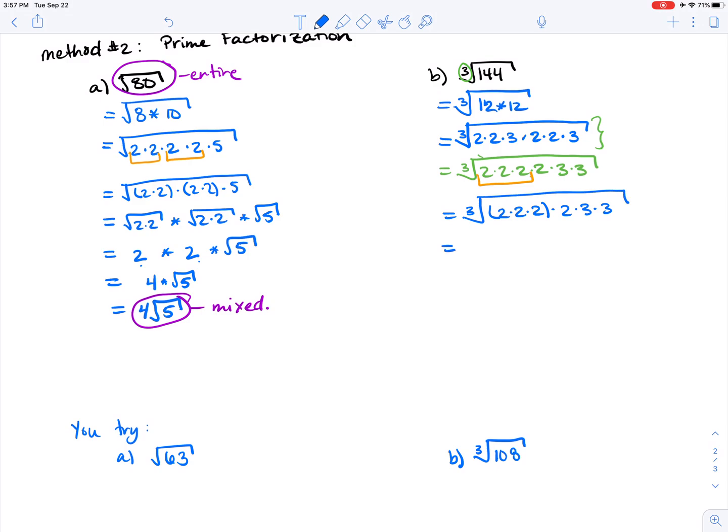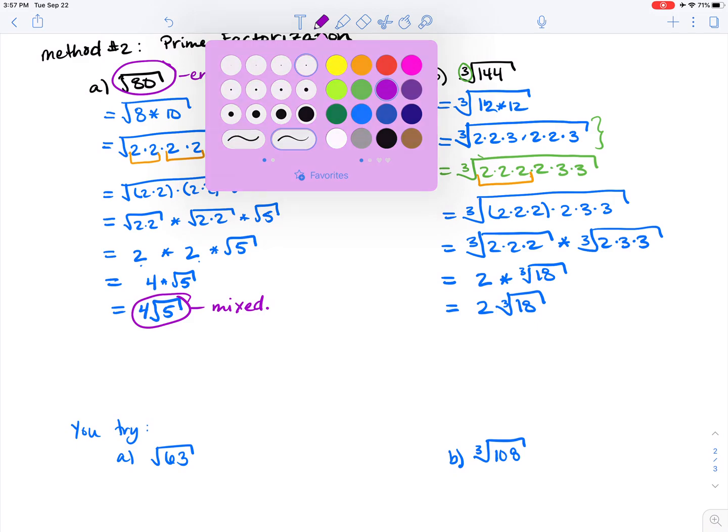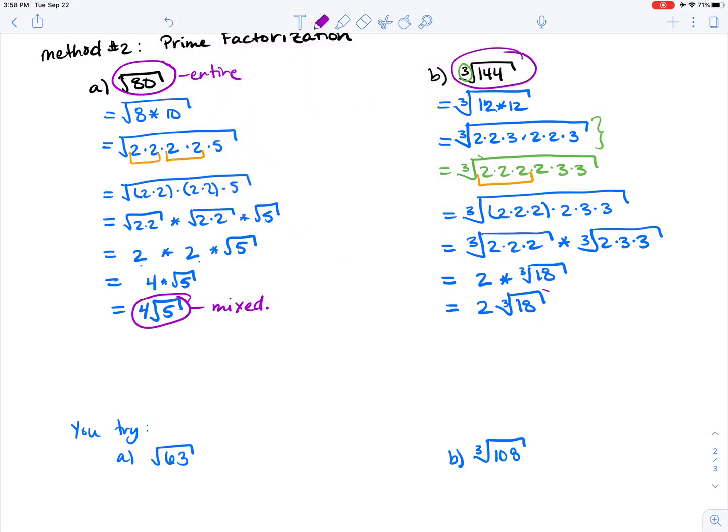And based on what I've shown you earlier, we can pull out the cubed root of 2 times 2 times 2 and then multiply that by the cubed root of 2 times 3 times 3. So that equals the cubed root of 2 times 2 times 2, or the cubed root of 8, which is 2, times the cubed root of 2 times 3 times 3, which is the cubed root of 18. So I can rewrite that as 2 cubed root of 18. And again, we've gone from entire to mixed.